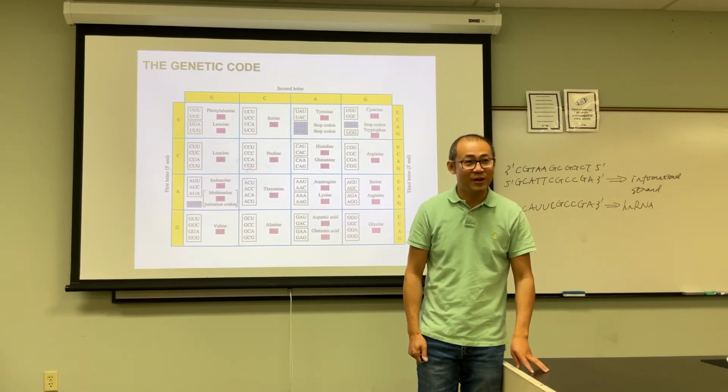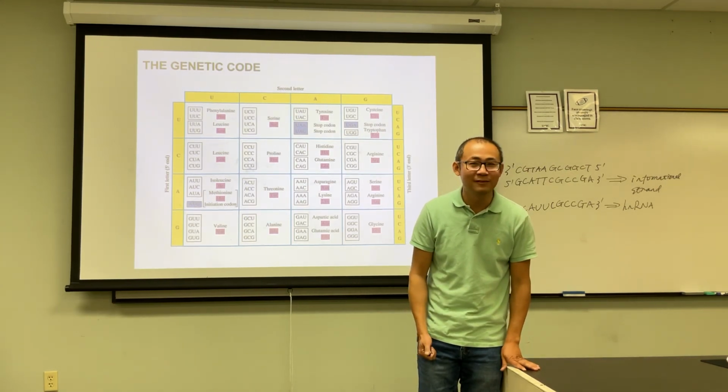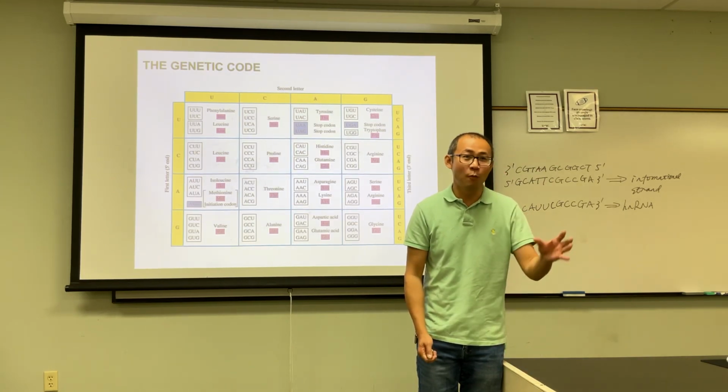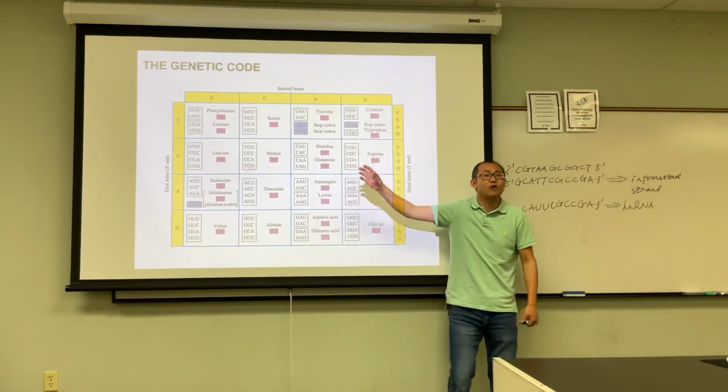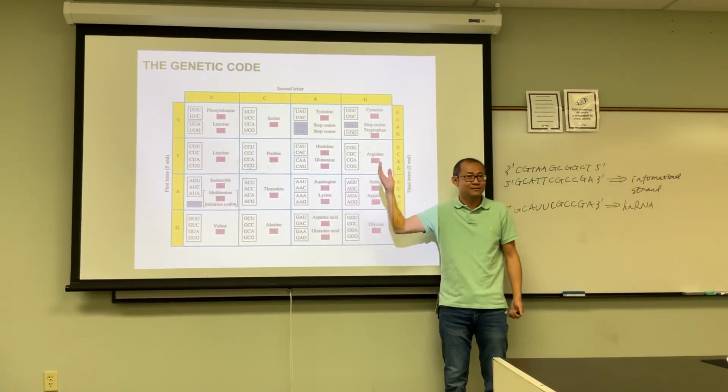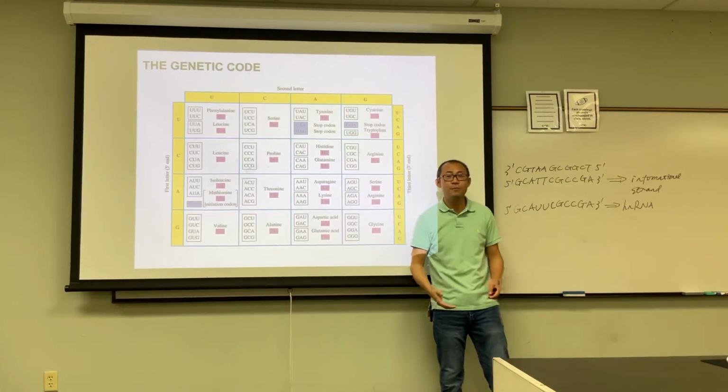We do have 64 codons. But tell me, how many amino acids do we have? 20 amino acids, right? We have more codons than amino acids. That's why a few codons will code for the same amino acid. It's a simple reason.